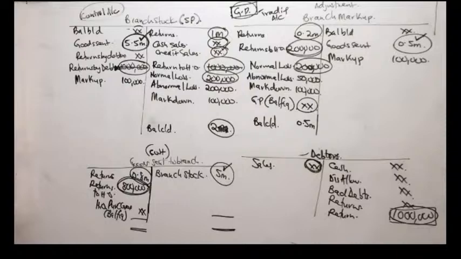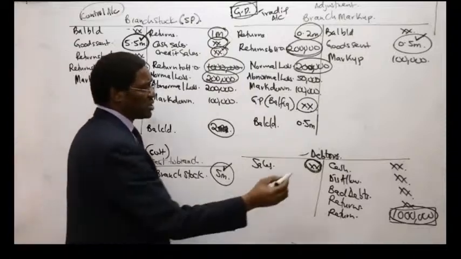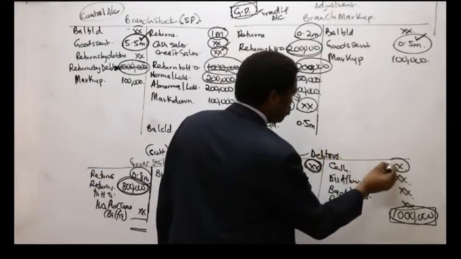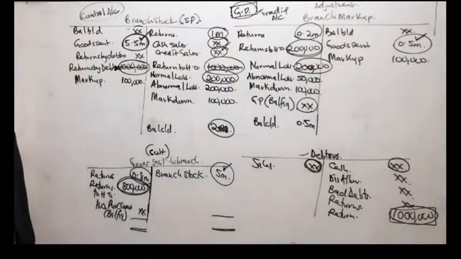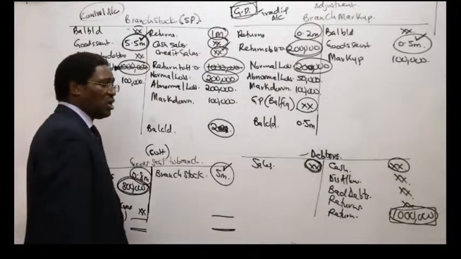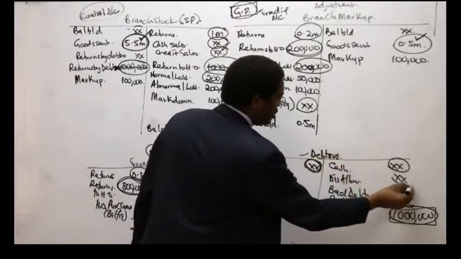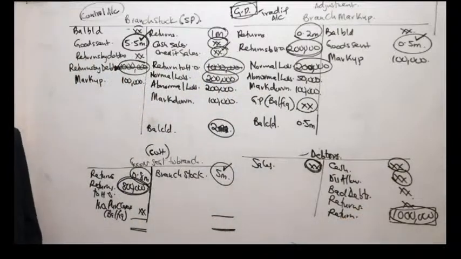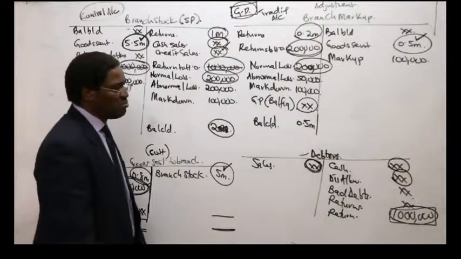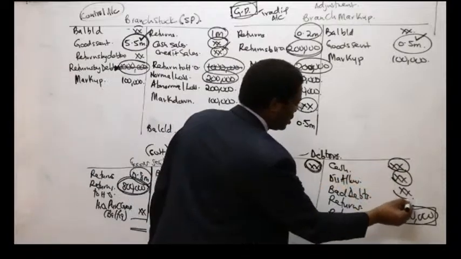Then the other one we say, with cash received from debtors, we say you debit cash and you credit debtors. The other one was with discount allowed to debtors, we said you debit discount allowed and you credit debtors. The other one was with bad debts written off, we said you debit bad debts and you credit debtors.